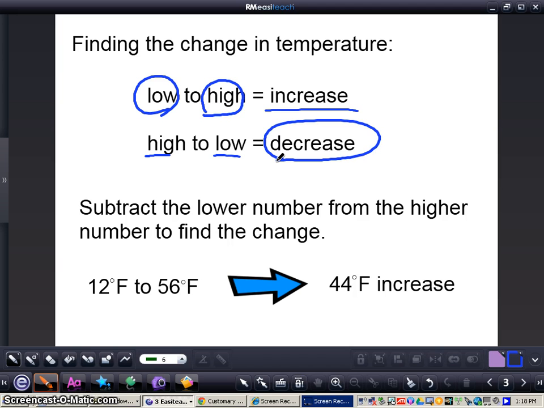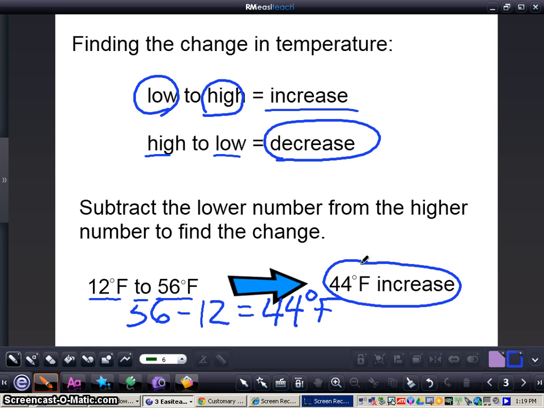For example, if I'm going from 12 degrees Fahrenheit to 56 degrees Fahrenheit, I could take 56 minus 12, and that equals 44 degrees Fahrenheit. Okay, now I went from a lower temperature to a higher temperature, so that is an increase. So it gives me a 44 degrees Fahrenheit increase.